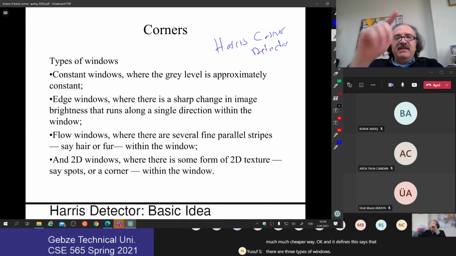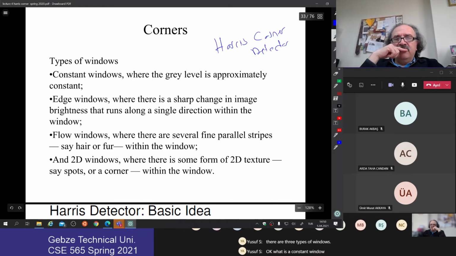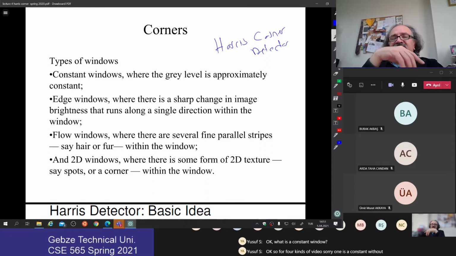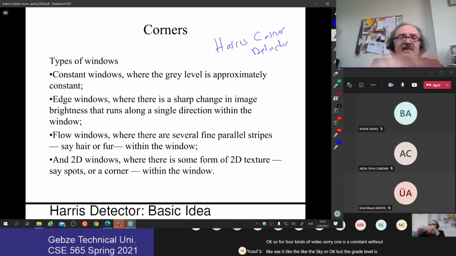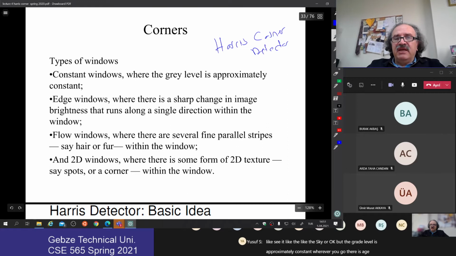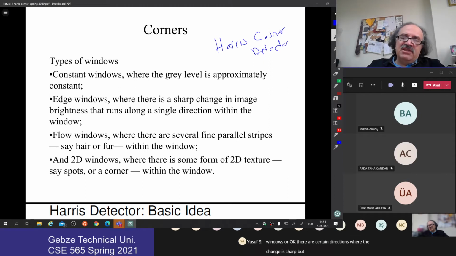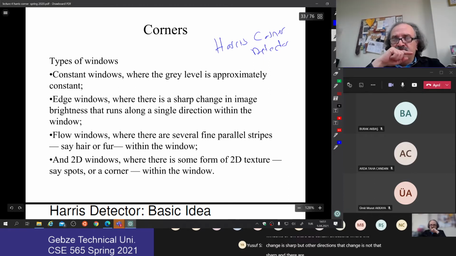Okay, so there are four kinds of windows. One is a constant window, like the sea or the sky, where the gray level is approximately constant wherever you move. There are edge windows, where in certain directions the change is sharp, but in other directions the change is not that sharp. And there are flow windows.